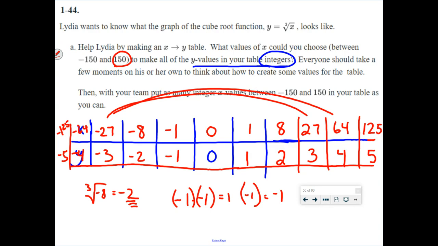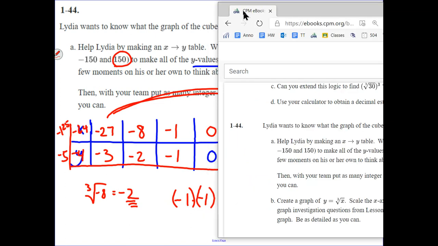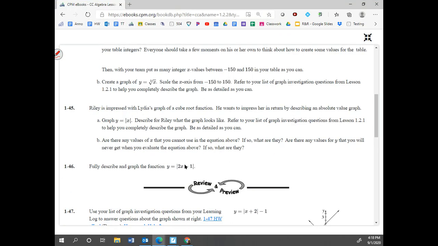All right, so your task now, ladies and gentlemen, is to answer question B. You're going to make a graph for this. And the graph, I'll put it up here so you can see. Question B says, create a graph of y equals the cubed root of x. Scale the x-axis from negative 150 to positive 150. Refer to your list of graph investigation questions from lesson 121 to help you completely describe the graph. Be as detailed as you can.